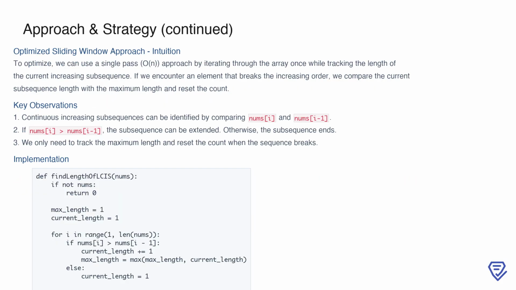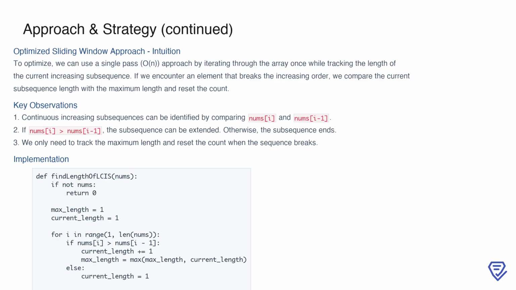To improve upon the brute force approach, we can use an optimized sliding window technique. The core idea is to iterate through the array only once while keeping track of the length of the current continuous increasing subsequence. As we traverse the array, we compare each element with the previous one. If the current element is greater than the previous, we extend the subsequence by incrementing its length. If the condition is broken, that is, the current element is not greater than the previous one, we compare the length of the current subsequence with our maximum length seen so far and reset the current subsequence length to 1.